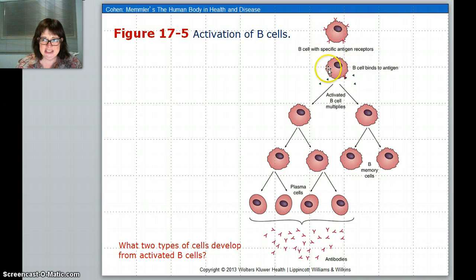So what happens is the B cell will bind to the antigen. It will activate the B cell. The B cell will then divide, leaving memory B cells, and it will divide and divide and divide. And these plasma cells will produce antibodies. And antibodies are chemical proteins that will then mark against the antigen and therefore attract other cells such as phagocytes.